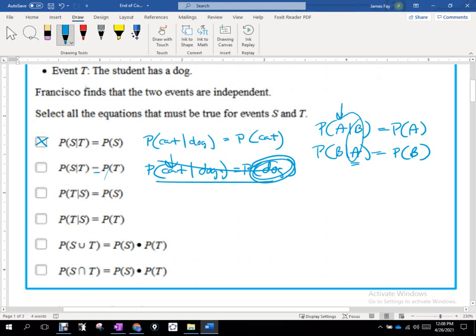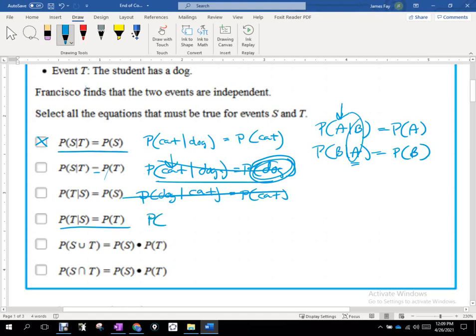Does this one match up? Probability of a dog given that they have a cat is equal to probability of a cat. That's the same structure as the one we just crossed out. Okay? So that one's not true. Is this one? Yeah, that one there is the same structure as that one.